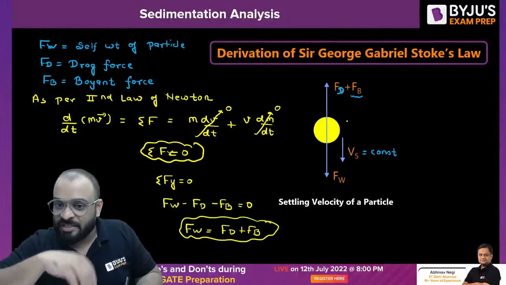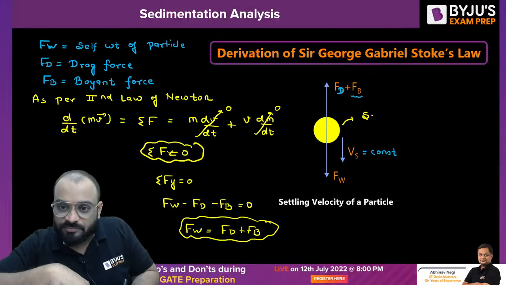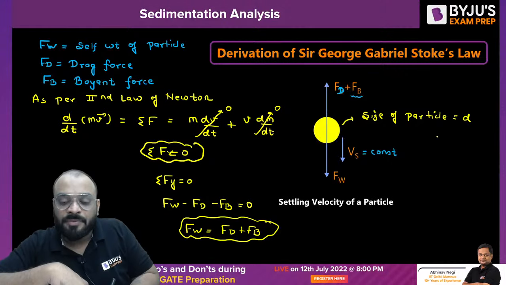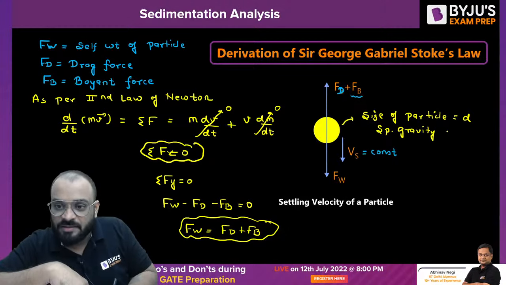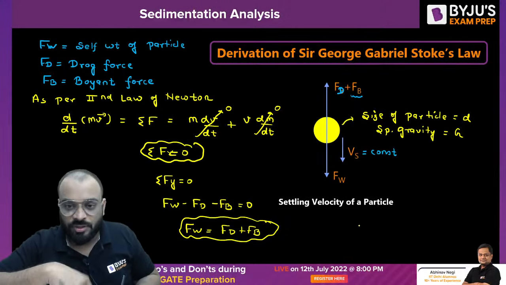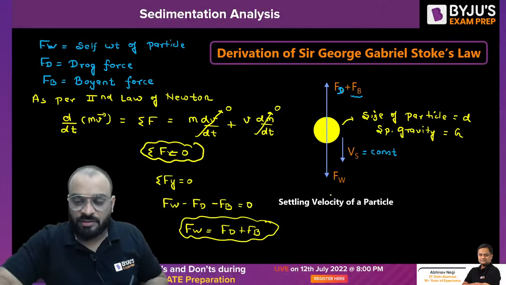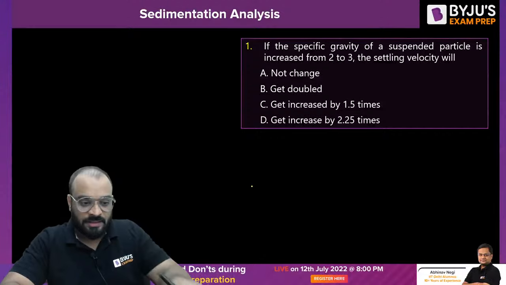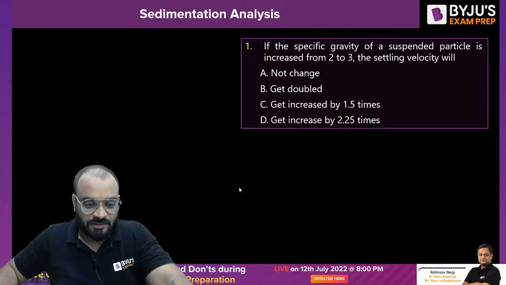Let us suppose the size of the particle is small d, and let us consider the specific gravity of the particle is capital G. So let's understand it. Just a second, guys.